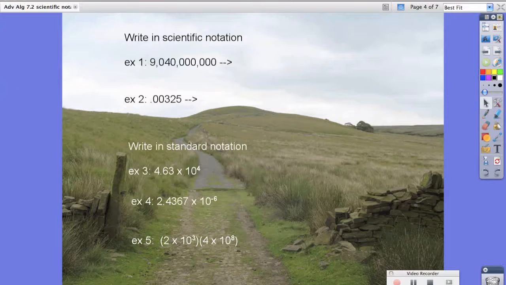So let's take a look at this example and put this into scientific notation. It is 9,040,000,000. Now, in order for this to work, we need to decide where to put the decimal point. So we're going to try putting the decimal point in a couple different places just to show you when it would be okay and when it would not be okay.